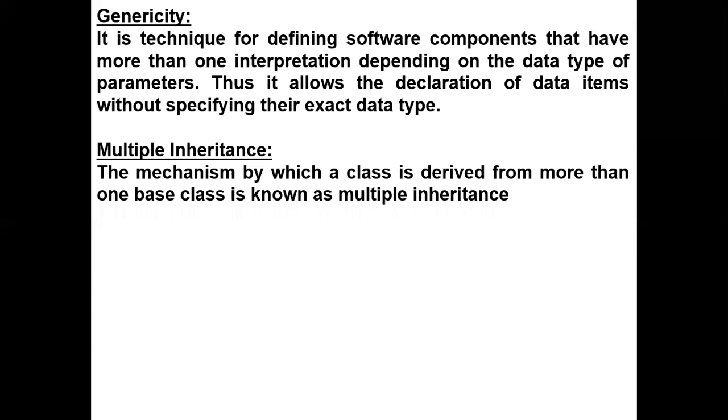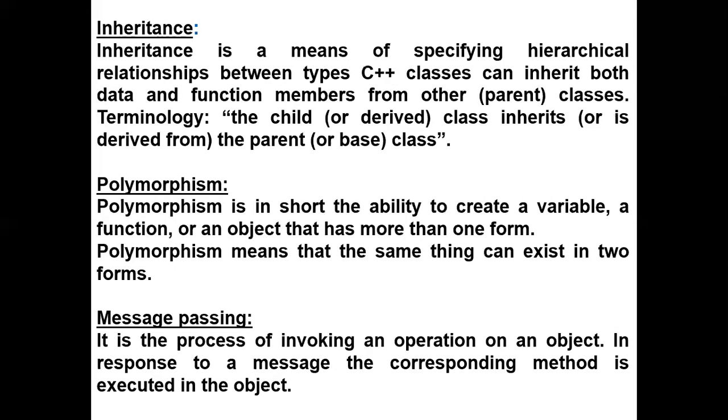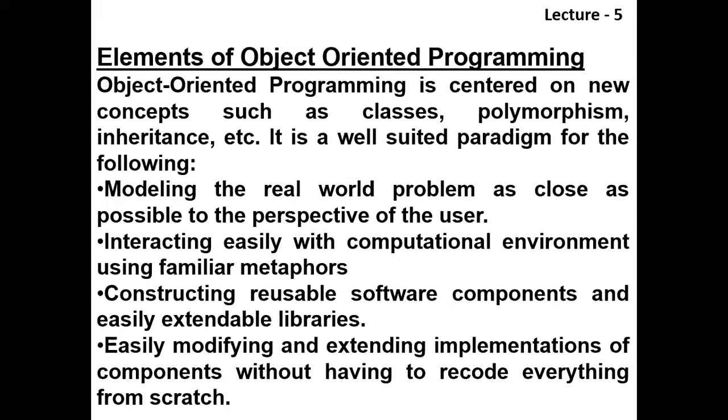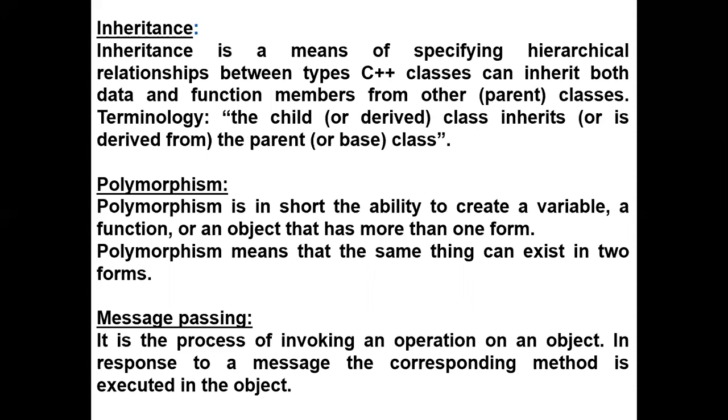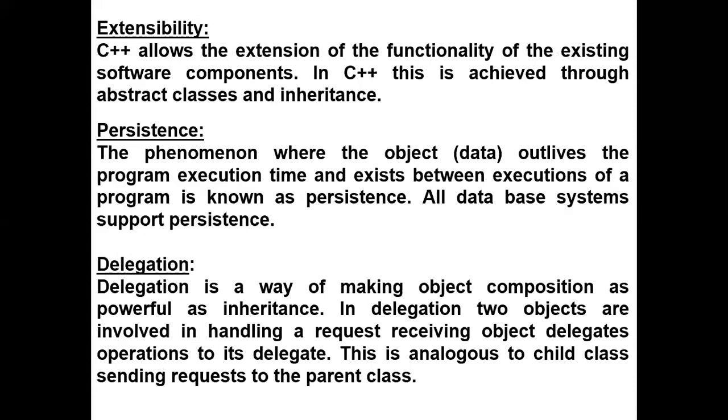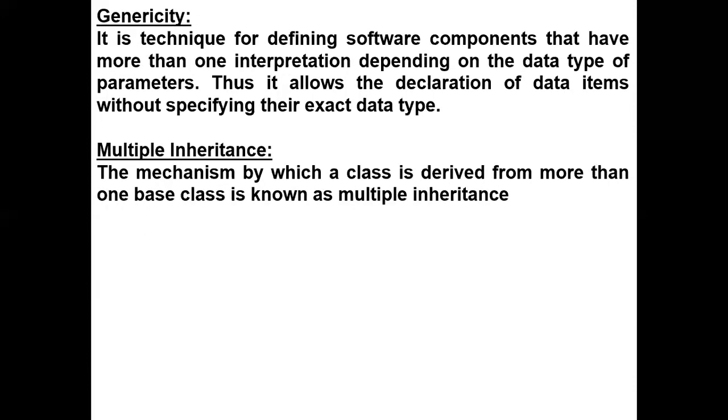So we have seen the general elements of object-oriented programming, which are required for object-oriented programming concepts, which we can use in C++ also: objects, encapsulation, inheritance, polymorphism, extendability, persistence, and genericity. With this, I am finishing this topic.